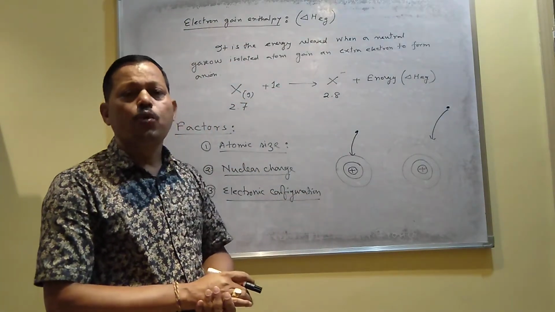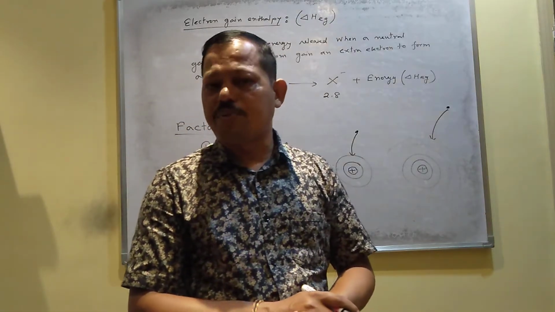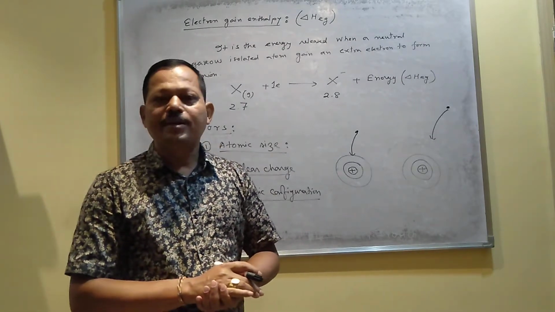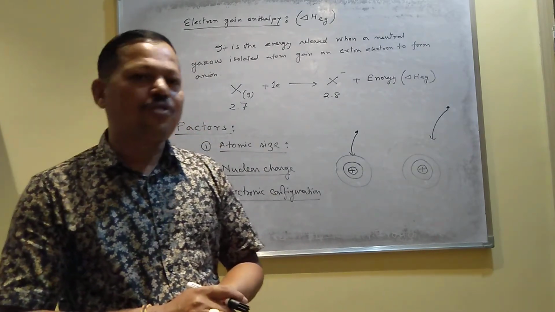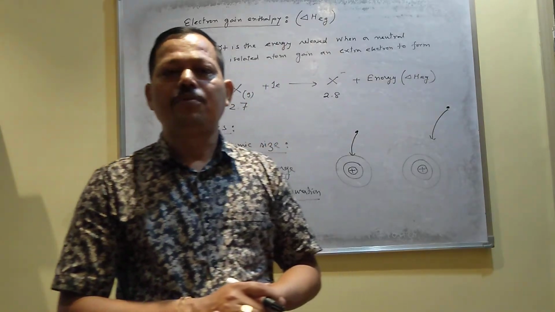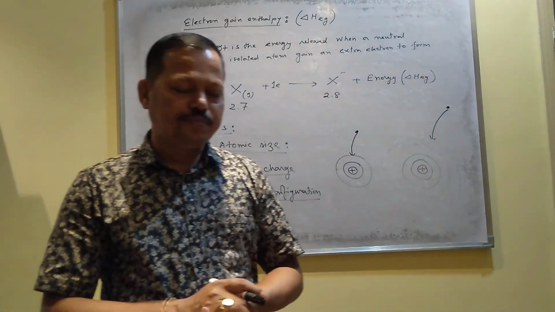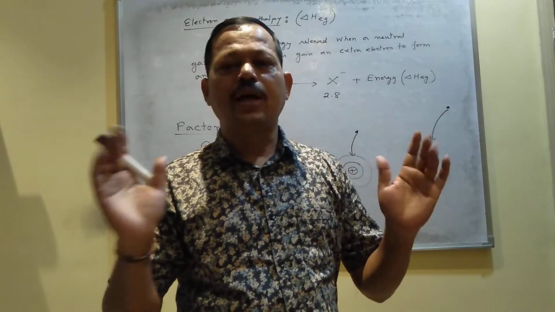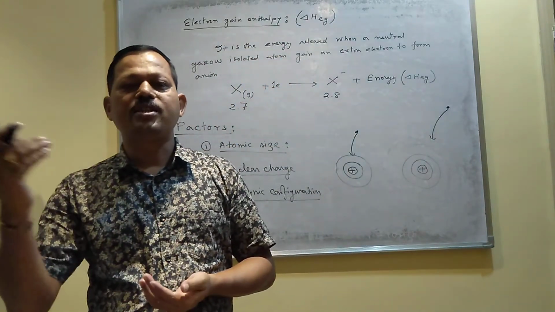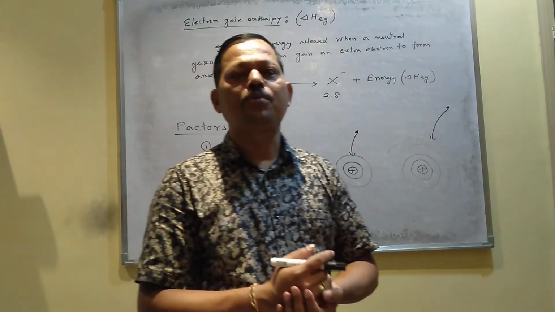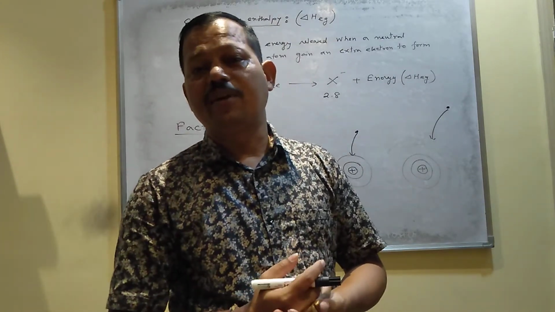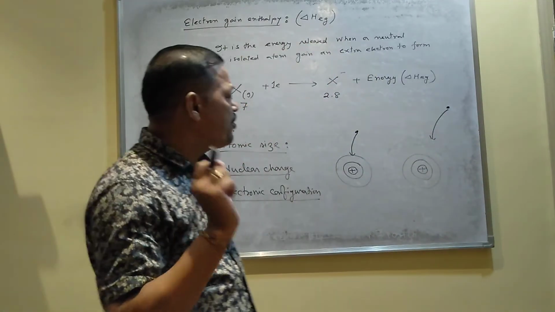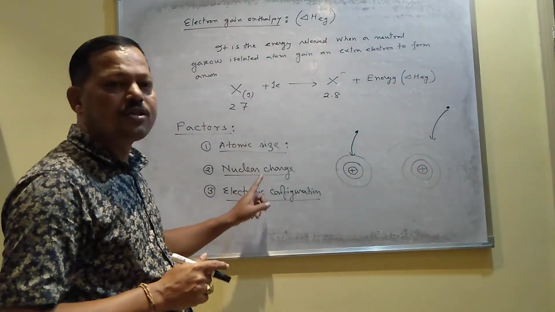I mean those elements which contain half filled or completely filled orbitals have some extra stability, and due to this stable nature they have no tendency to gain an electron, and that is why for that type of atom the electron gain enthalpy value will always be less. For example, beryllium: its configuration is 1s2 2s2, both are filled up, and due to the filled configuration it has no tendency to gain an electron, and that is why the energy release will be very less. So mainly it depends on 3 factors: atomic size, nuclear charge, and electronic configuration.